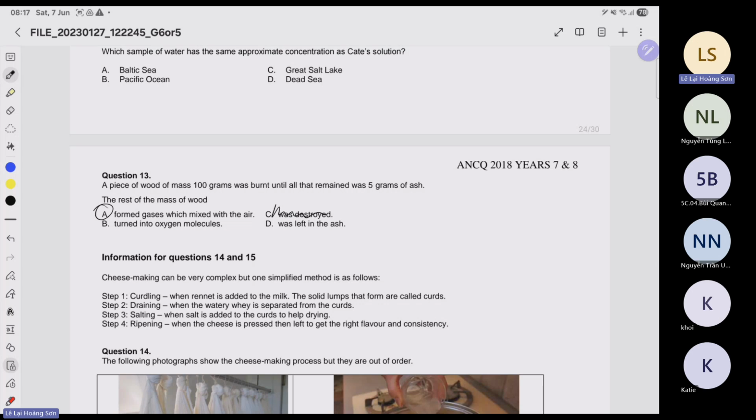Question number 13. It will turn into some other gases like CO2 and water, and it will be mixed into the air. You cannot turn it into oxygen. Oxygen is the thing that you use to burn things, so you cannot basically produce oxygen. And if the rest of the mass were left in ash, then it should add up to the mass of the ash. But no, the mass of the ash is just 5 grams. So it's not going to be left in ash. It's going to be something else that will fly out and you cannot really measure.